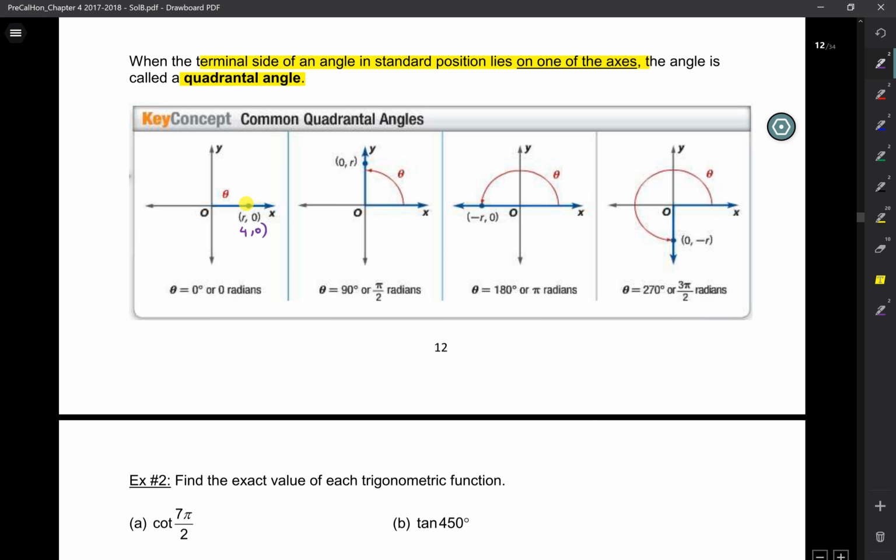And what's the smallest number I could use? 1, 0. You'll find that it really doesn't matter what number you use, whether it's 1, 0 or 4, 0, but you'll find that ones are always simpler. So now, if that point has coordinates 1, 0, remember how we defined the radius? We said the radius was the distance from the origin to that point. How much distance is there if that coordinate is 1, 0?